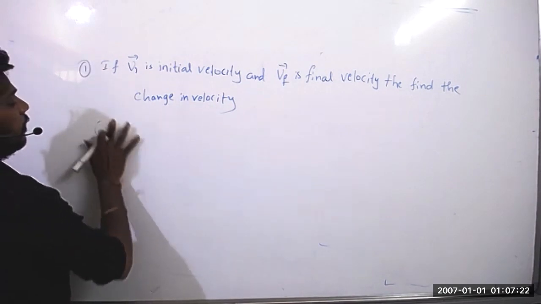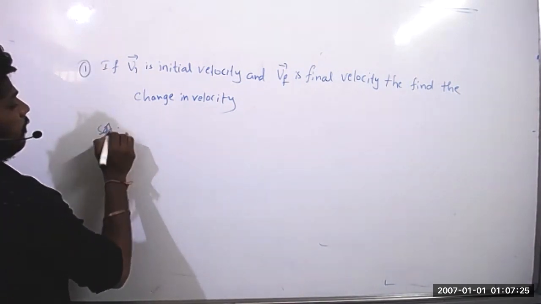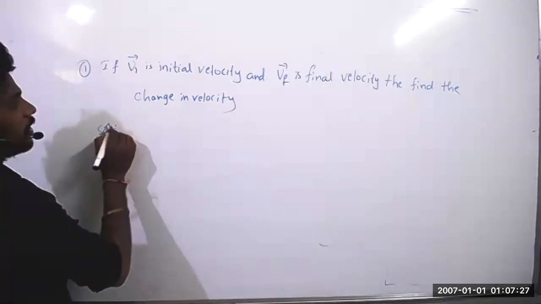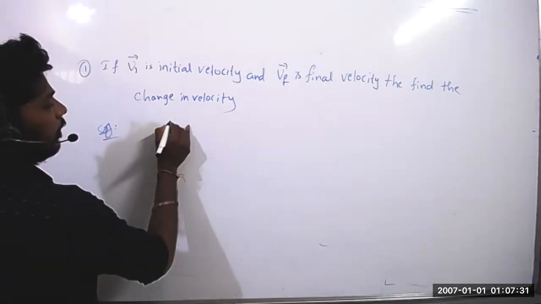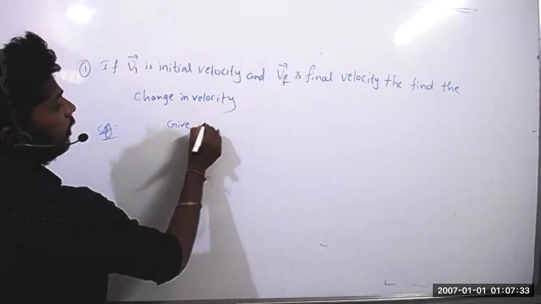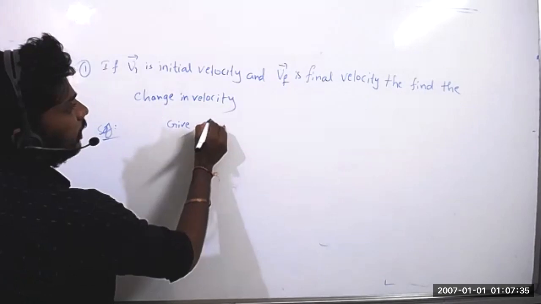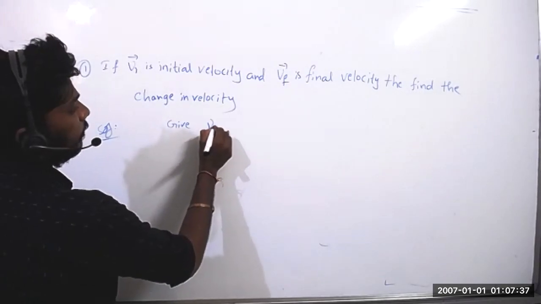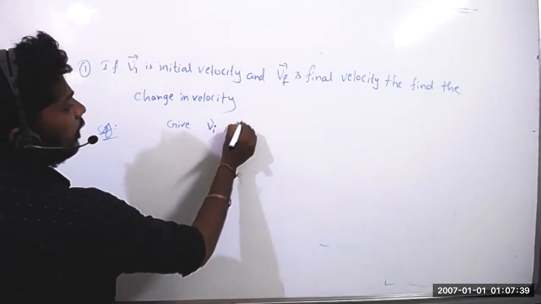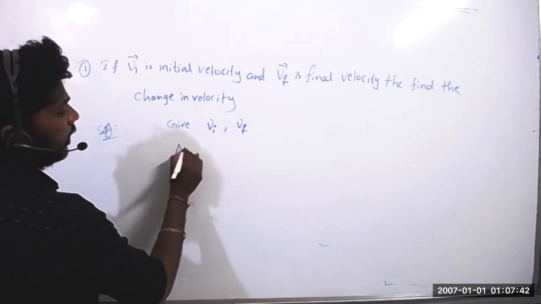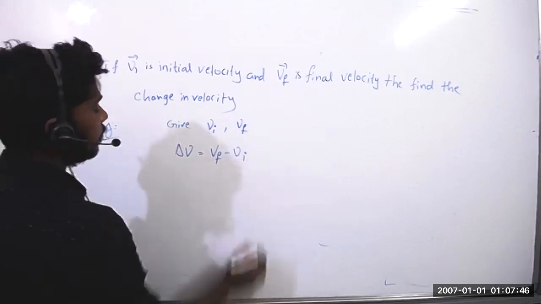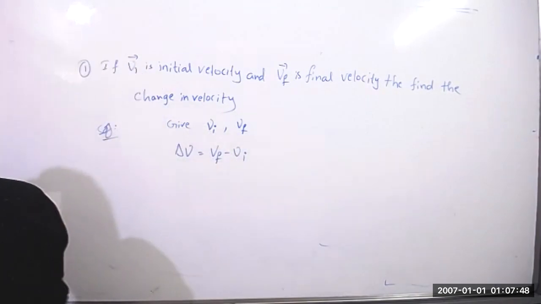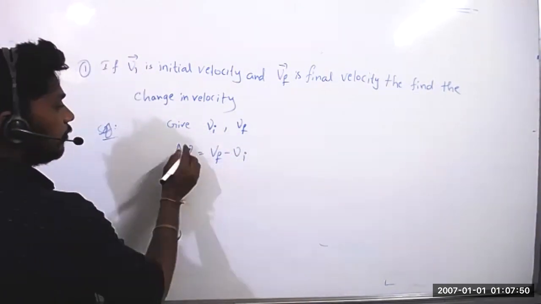You don't have to calculate acceleration. Change in velocity, just that they asked. Let's see. Given, what they have given? Initial velocity, that is Vi, and final velocity, Vf. Change in velocity is equal to V final minus V initial, right? Yes, sir.